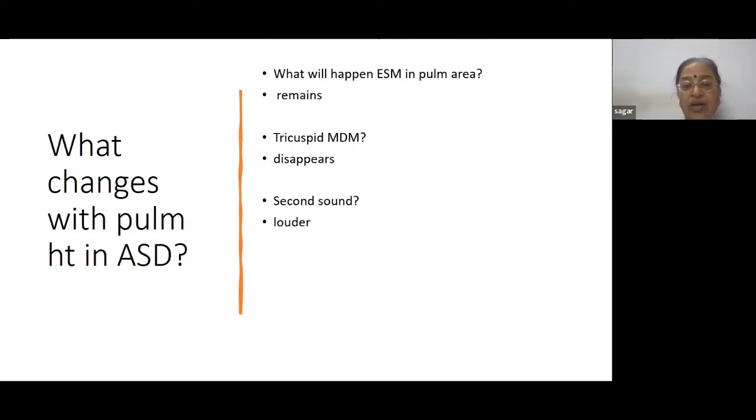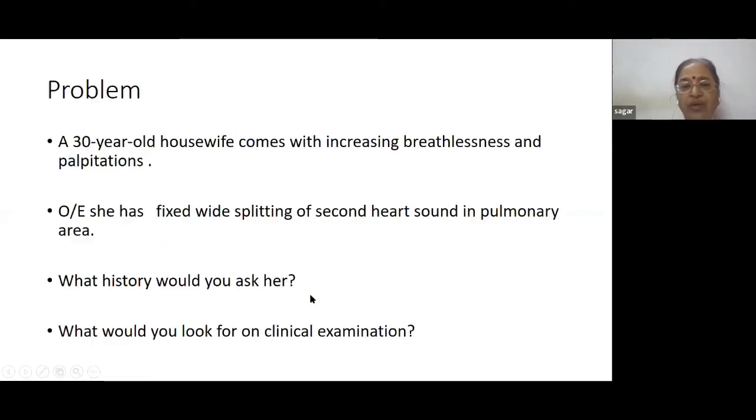Gets louder and louder and louder. What happens to the split once you get a pulmonary artery hypertension? What happens to the wide split that we are talking about? It will narrow, but it will still be fixed. So that's how you make out that there's an ASD. So these are the changes that you get with a pulmonary artery hypertension. The ESM will grow louder, it will remain, the tricuspid MDM will disappear, the second sound will grow louder, the split will narrow but remain fixed.